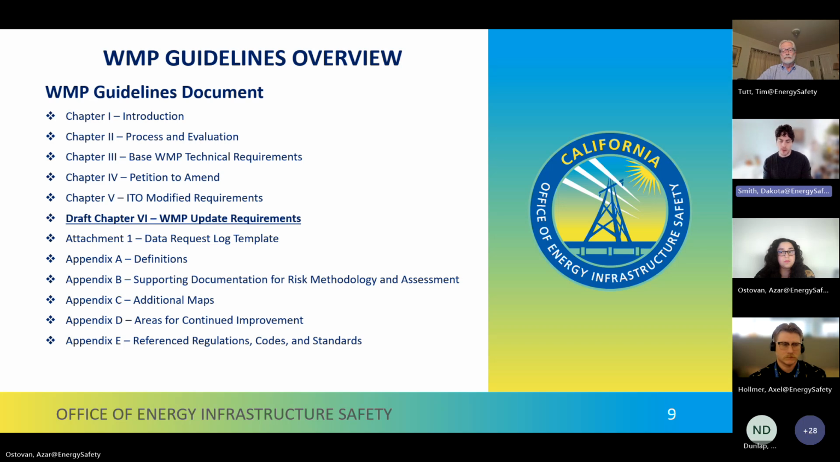So I just want to acknowledge that we published the draft WMP update requirements as a standalone chapter, but upon adoption, it will slide in and be chapter 6 in the previously adopted guidelines. It will fit in, as you see on the screen, in chapter 6, with the previously adopted chapters before it, and the attachments and appendices after it.